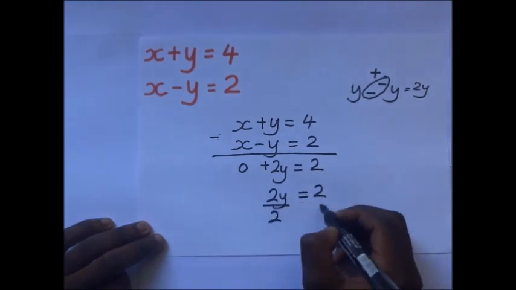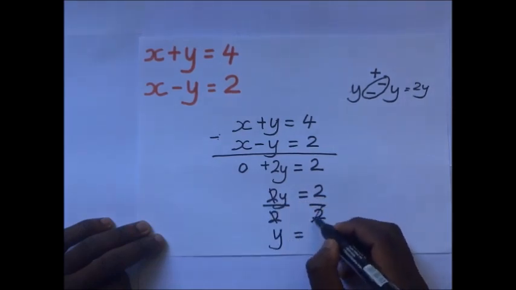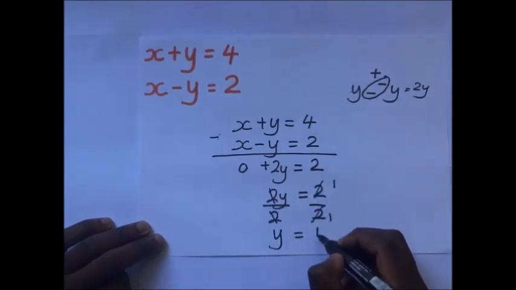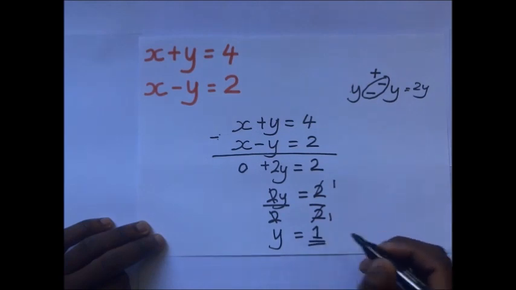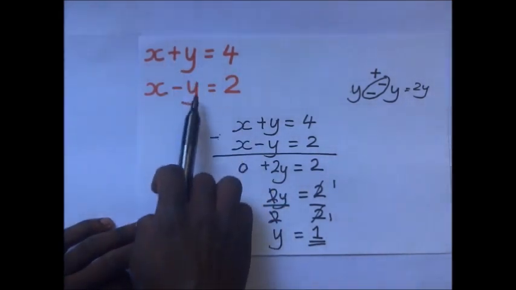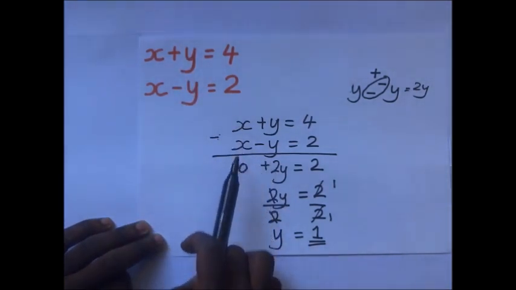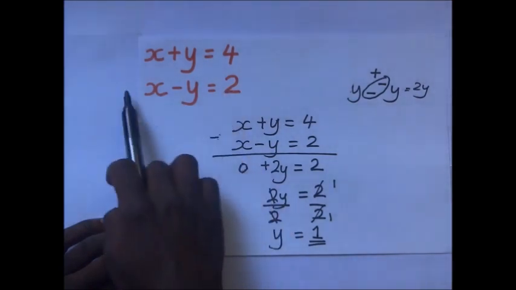When we divide both sides by 2 to get the value of y, we get our value of y as 1. Our value of y there is 1. So now after getting our value of y, because we've eliminated x, we can go back and substitute the value of y in any of these equations so that we are able to get the value of x which we had earlier eliminated. So we get the value of 1 and put it here.